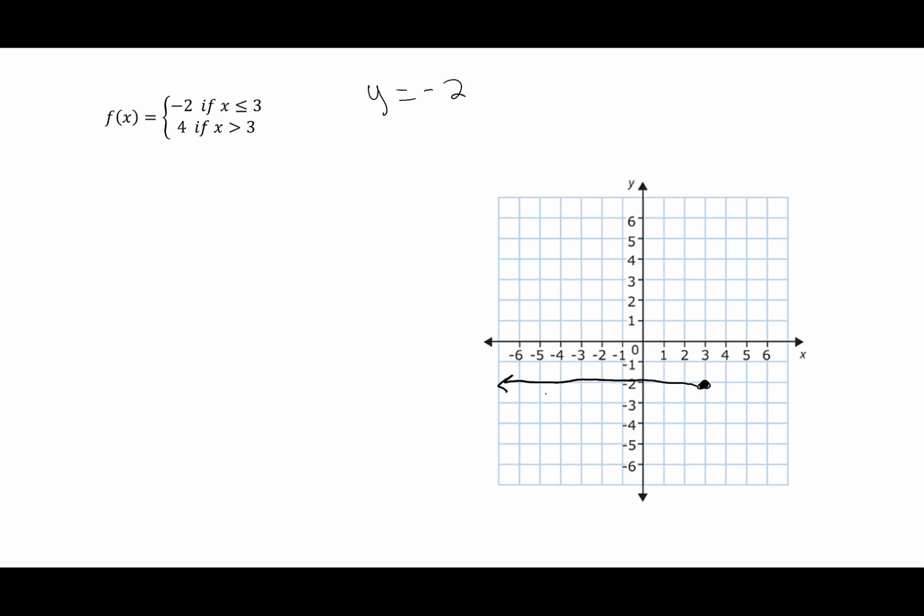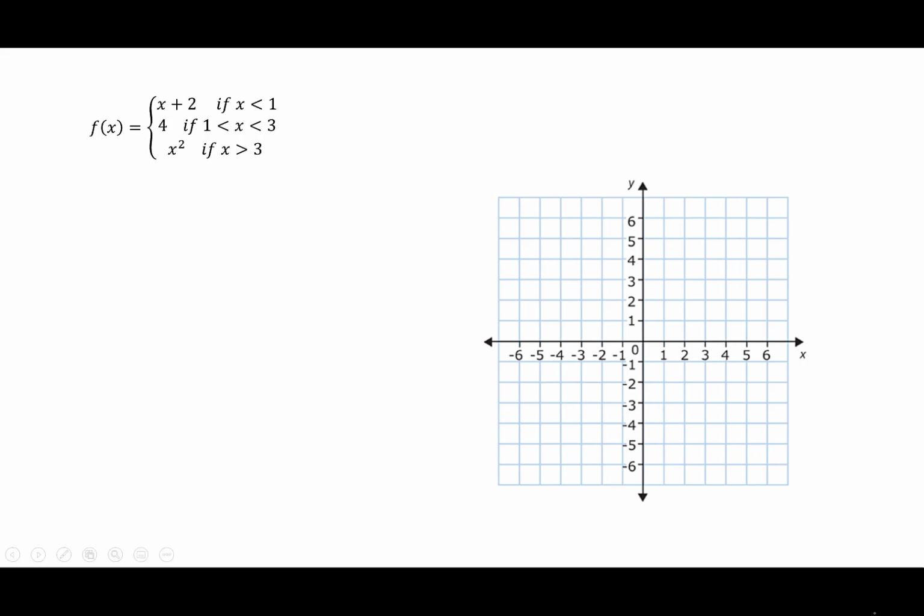Now the second part says y is equal to 4, so again a horizontal line, so I know I go up on the y-axis to 4, and this is going to start at 3, so I'm going to do an open circle. That open circle shows me that it doesn't include 3, and then this is going to go to the right. So see this jump, I have two pieces to the graph, one when I'm less than or equal to 3, one when I'm greater than 3.